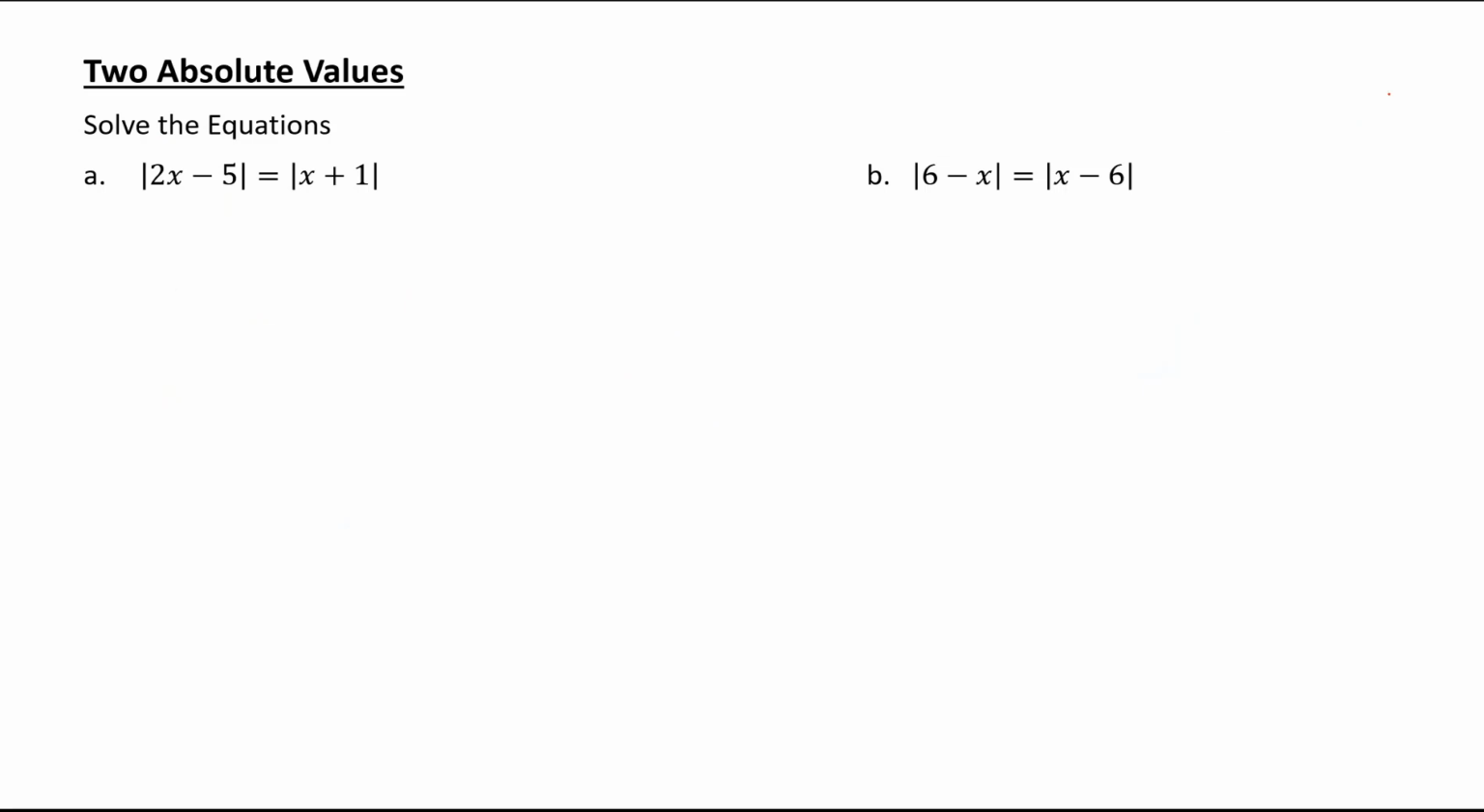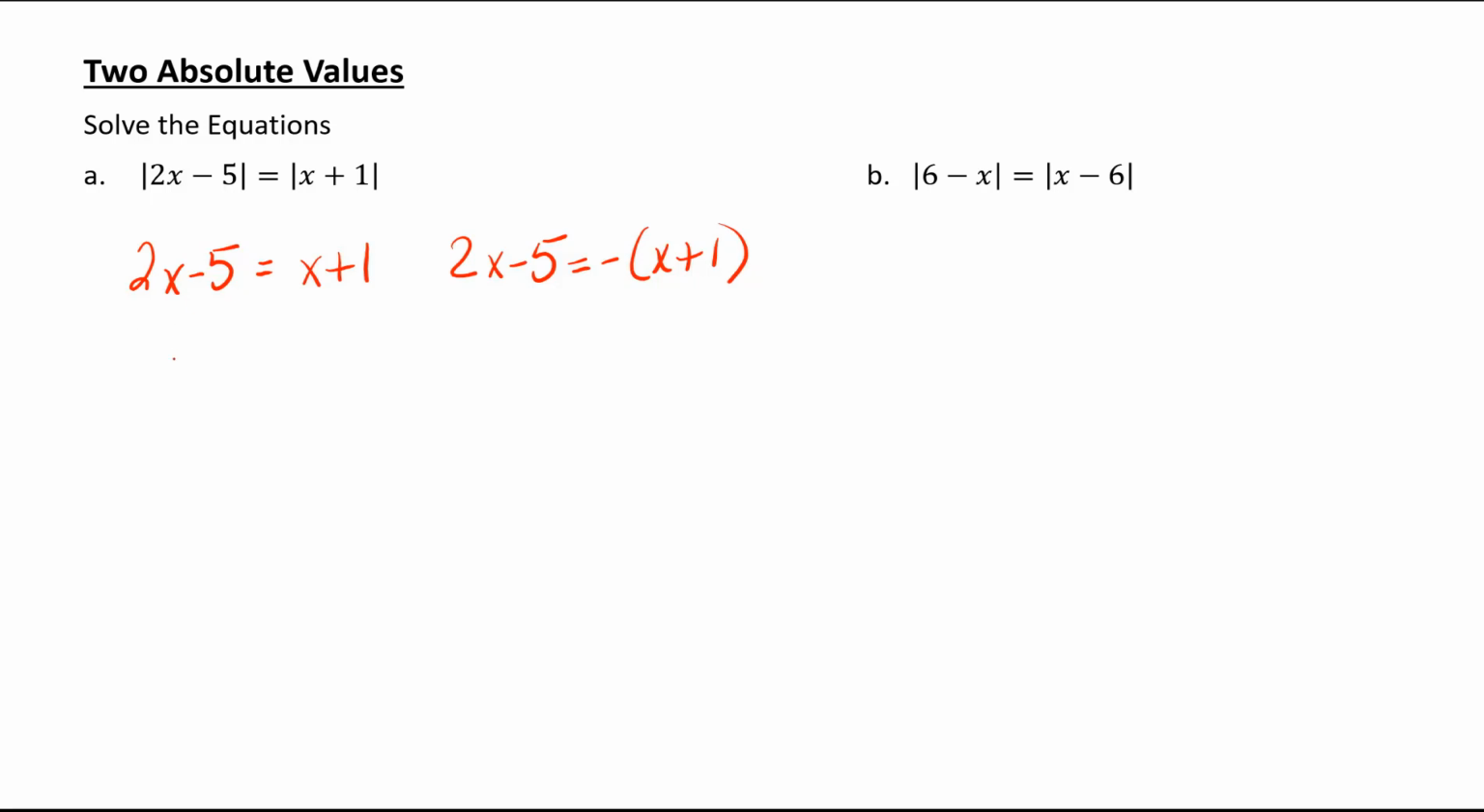Okay, sometimes you're going to have two absolute values, and this is very similar to just having one absolute value, because if the absolute value of 2x minus 5 is equal to the absolute value of x plus 1, then 2x minus 5 must either equal x plus 1 or it must equal the opposite of x plus 1. That's the only way their absolute values could possibly be equal, would be if either they are the same, 2x minus 5 equals x plus 1, or they're opposites, 2x minus 5 is the opposite of x plus 1.